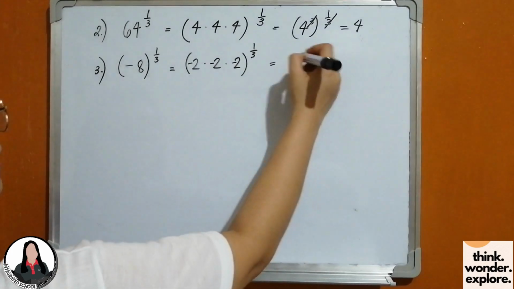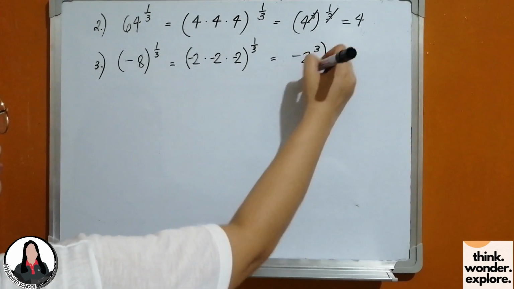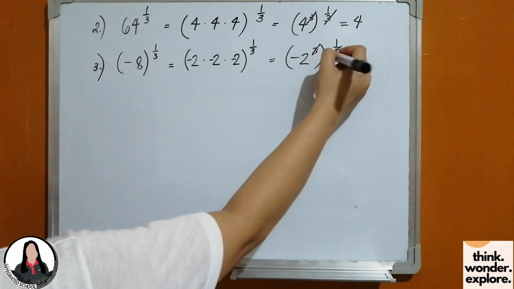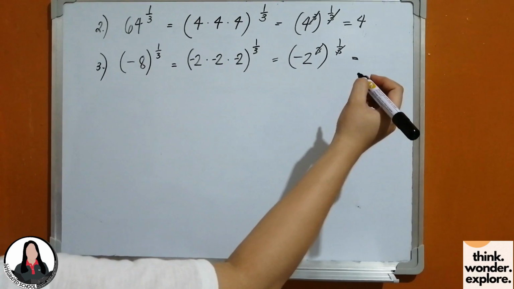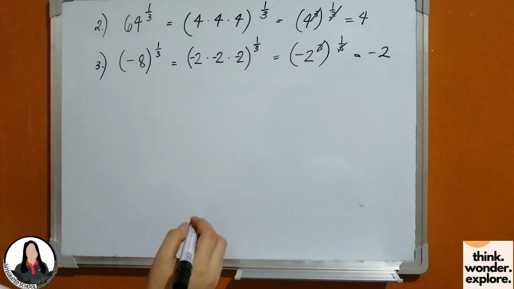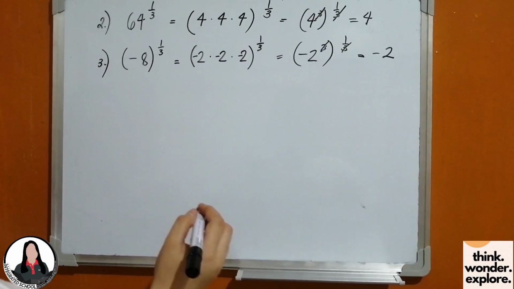So, simplify lang natin. We can write negative 2 cubed, quantity raised to 1/3. Therefore, when we multiply these two exponents as per the power of a power rule, we get negative 2. Therefore, the third root of negative 8 is negative 2.